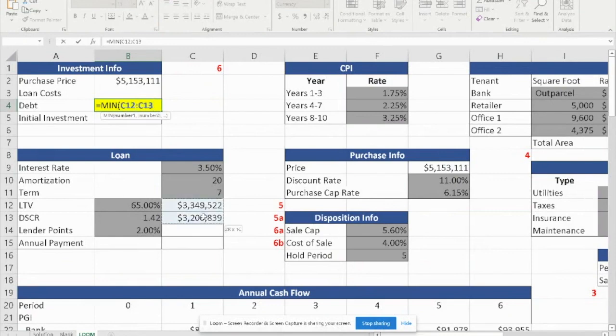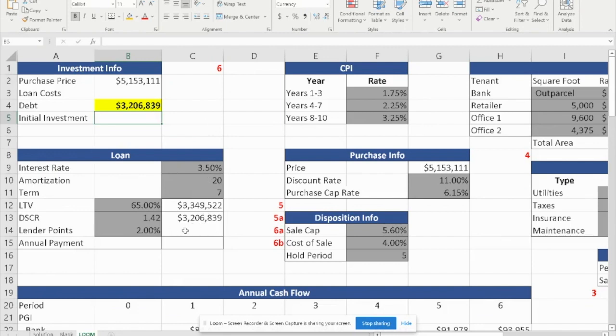There's only two cells here. We're going to highlight both of these potential loans. Let Excel tell you which one is the lower of the two. Of course, you can eyeball it and see that it's 3.2 million, but it's important that you let Excel do it for you so that if your LTV changes, it will always select the lower of the two potential loans.